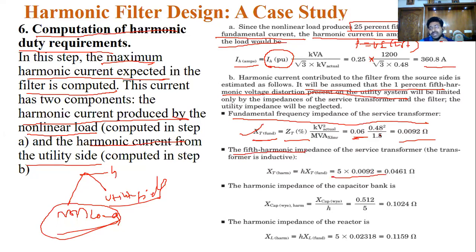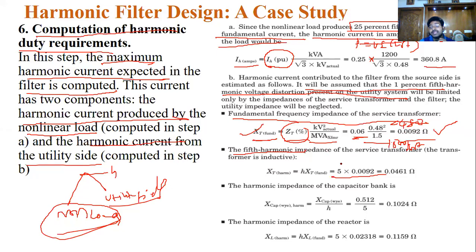So here this is the normal case. The voltage rating is 0.48 kV, that is 480 volts. The 1500 kVA transformer can be assumed as the maximum VA rating. What is the impedance? 6% is nothing but 0.06. You will get this value.